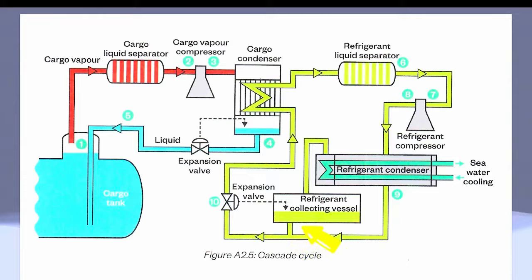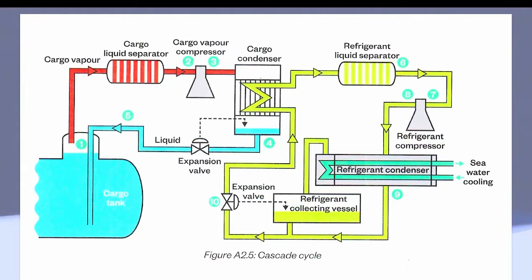Our liquid refrigerant then enters the collecting vessel, where it gradually accumulates and is subsequently directed toward the expansion valve. Here, as always, the pressure drops quite sharply, the temperature decreases significantly, and a cold two-phase flow is finally produced. This extremely cold liquid refrigerant is then sent back to the cargo condenser, where it efficiently absorbs the excessive thermal heat energy from our cargo, and the entire refrigeration cycle continuously repeats itself over and over again.